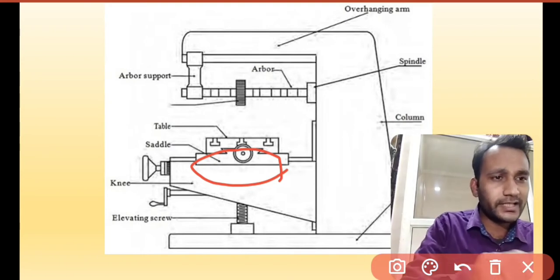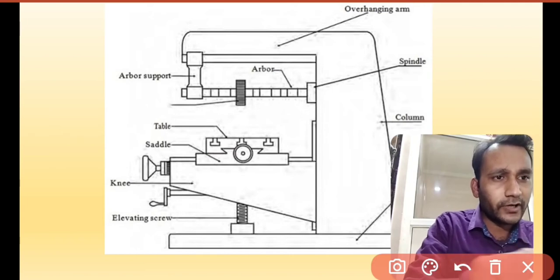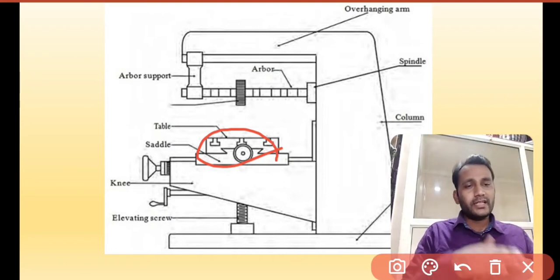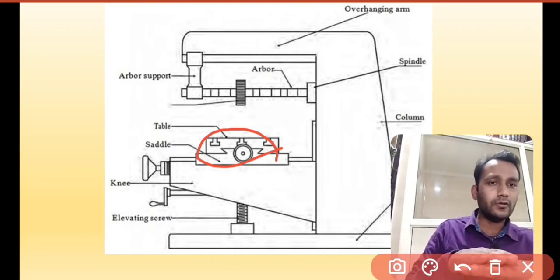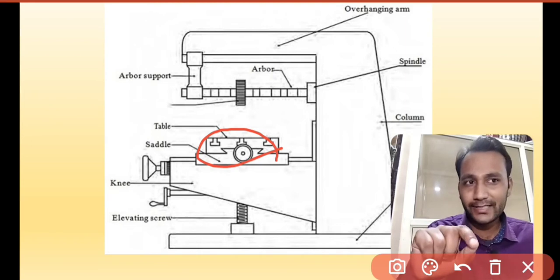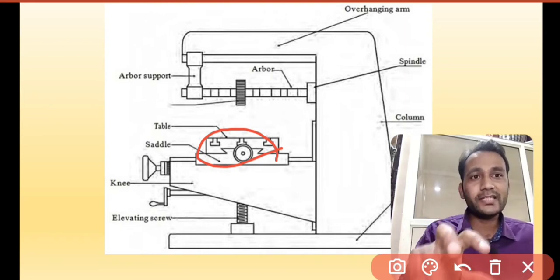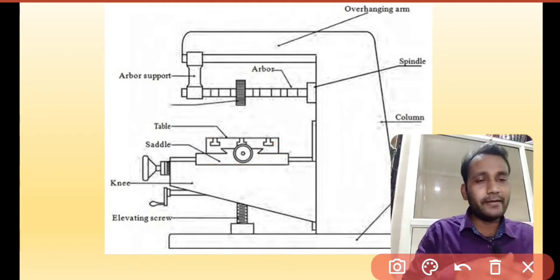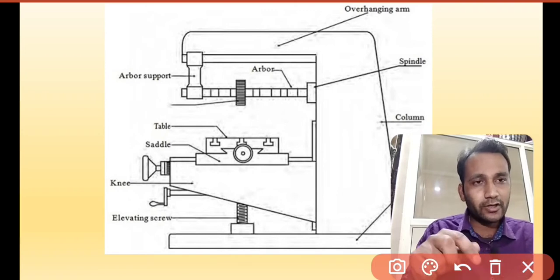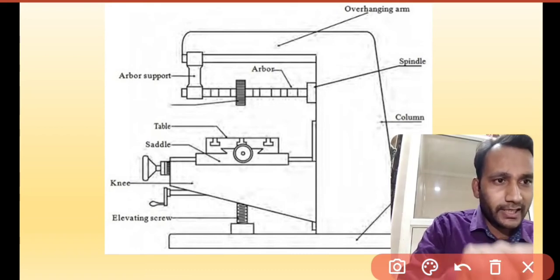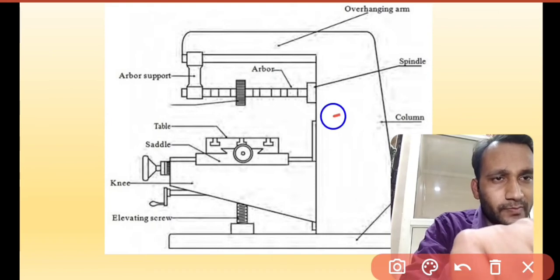Over the saddle the table is mounted. So first there is a knee, over the knee the saddle is mounted, on the saddle the table is mounted, and on the table there is a vice in which the workpiece is clamped. The table has T slots, so in the T slots you can clamp the vice, and in the vice you can clamp the workpiece.